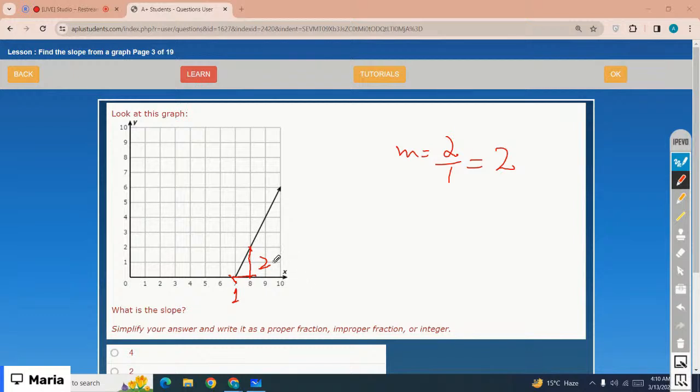Note the change in y. The vertical distance is always the change in y, and the horizontal distance is always the change in x. So that is 2 over 1 equals 2. The correct option is 2.